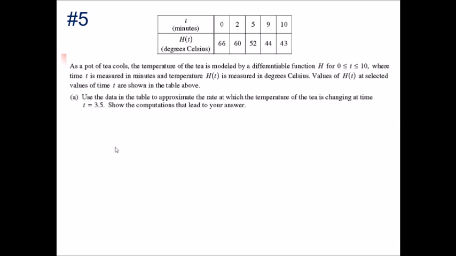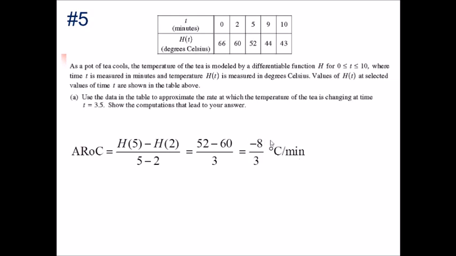So I'm showing what I'm doing here. Average rate of change equals h of 5 minus h of 2 over 5 minus 2. And I actually have to plug in numbers for h of 5 and h of 2. So that's going to be 52 minus 60 over 5 minus 2, which down there is 3. You could put the units of measure on at this point without simplifying it further and you'd be done. Or you can make this negative 8 over 3. The units are going to be the output units, degrees Celsius, per the input units, minutes. So we have negative 8/3 degrees Celsius per minute.